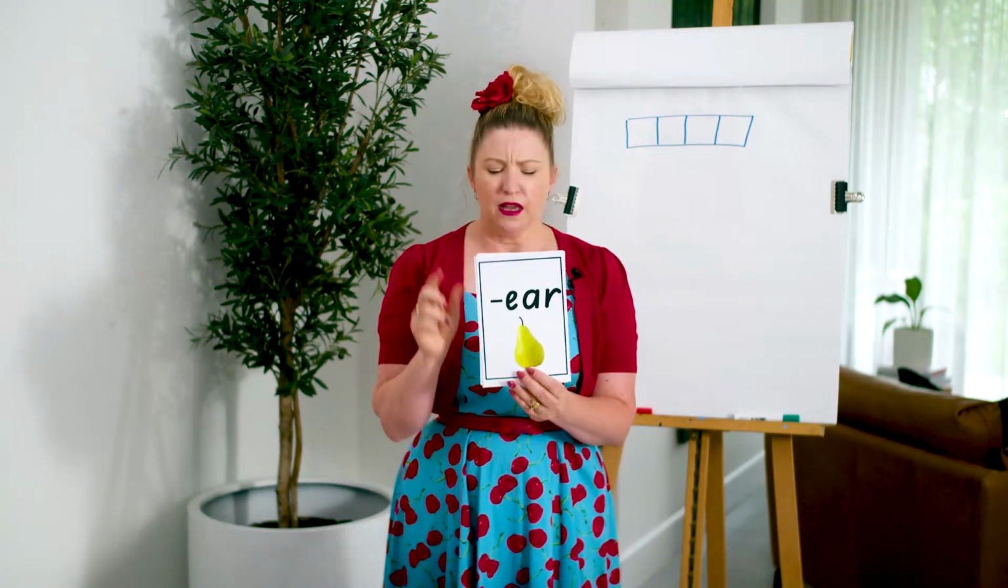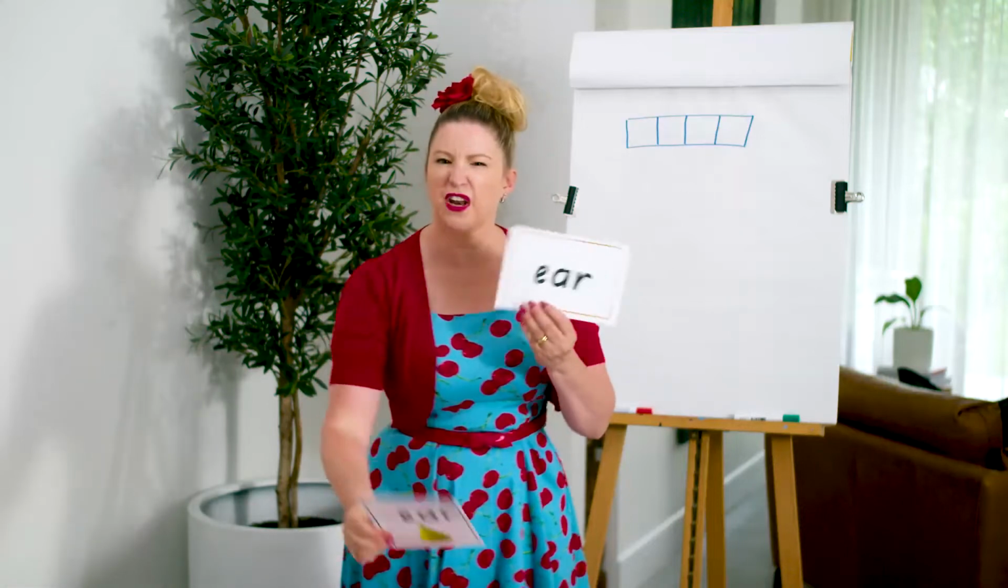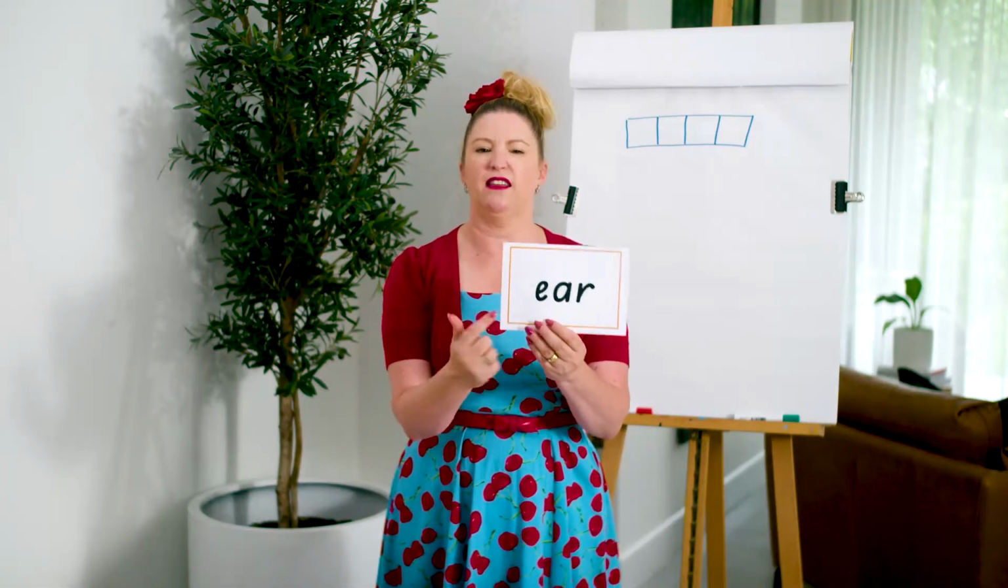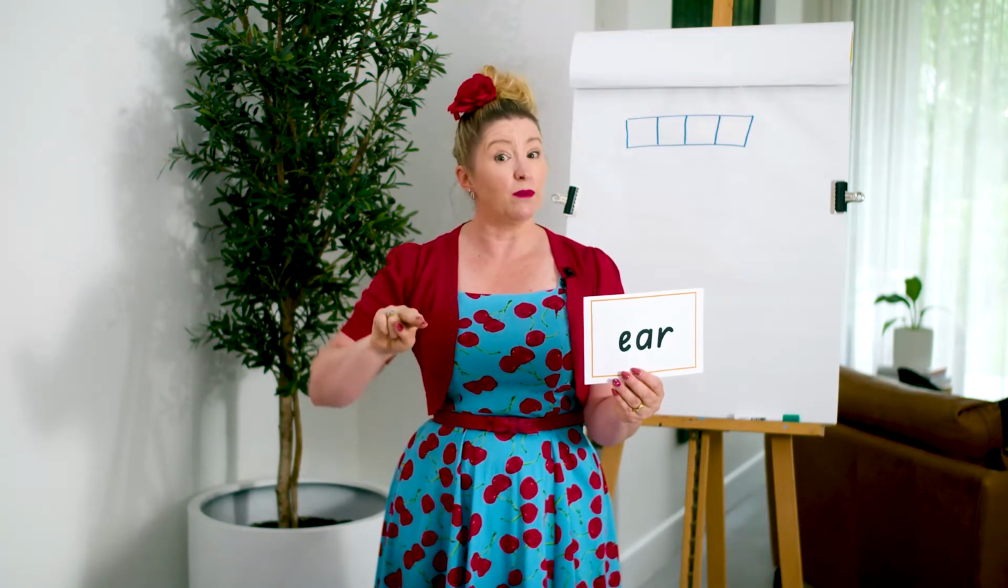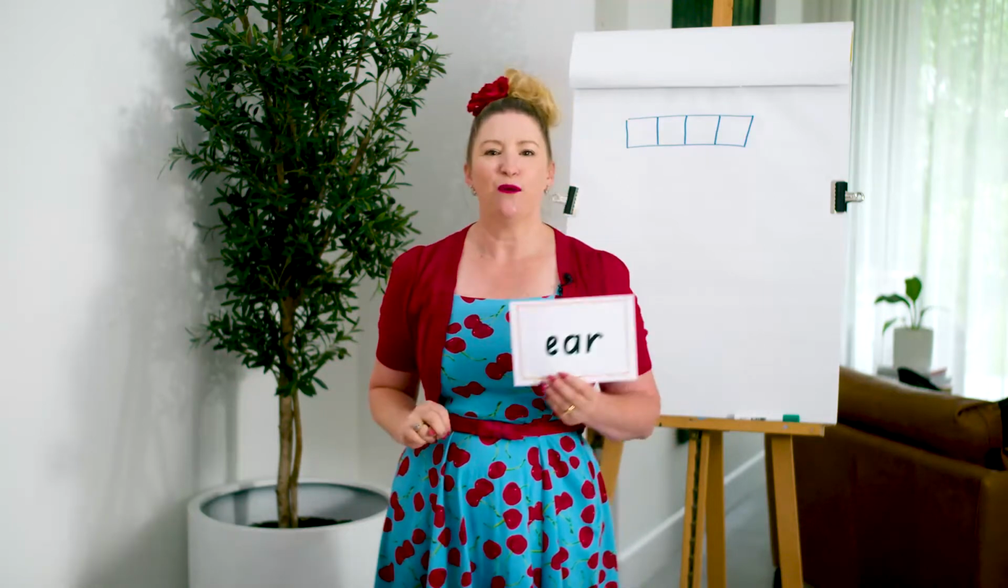So this is a tricky one. Let's practice writing it in the air. Are you ready? I'm going to hold up this one while I do it so you can see the letters really clearly. You ready? Fingers ready for skywriting, because remember, it helps our brains when we move our bodies as well. E, A, R, air, like pear. E, A, R, air. E, A, R, air. Well done.